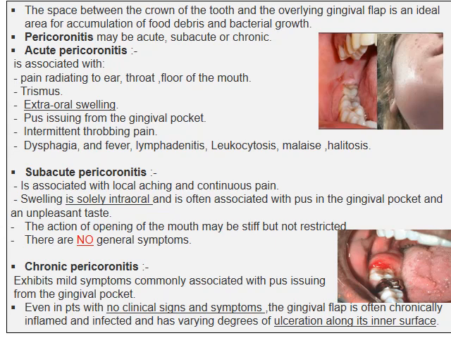Pericoronitis could be classified as acute, subacute, or chronic. So we have three types of pericoronitis that might be presented clinically. This is a clinical classification.